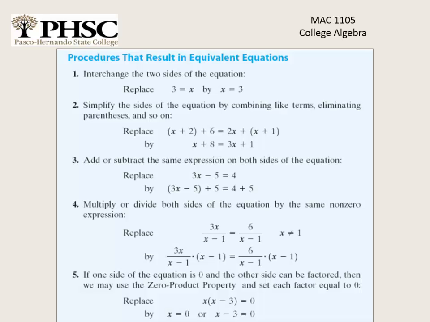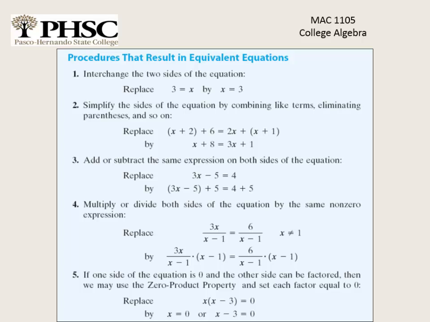Here we have some procedures that result in equivalent equations. The first one is if I interchange the two sides of the equation, so I replace 3 equals x by x equals 3, those are equivalent. Or if I simplify the sides of the equation by combining like terms or eliminating parentheses and so on. So I replace (x + 2) + 6 = 2x + (x + 1) with x + 8 = 3x + 1.